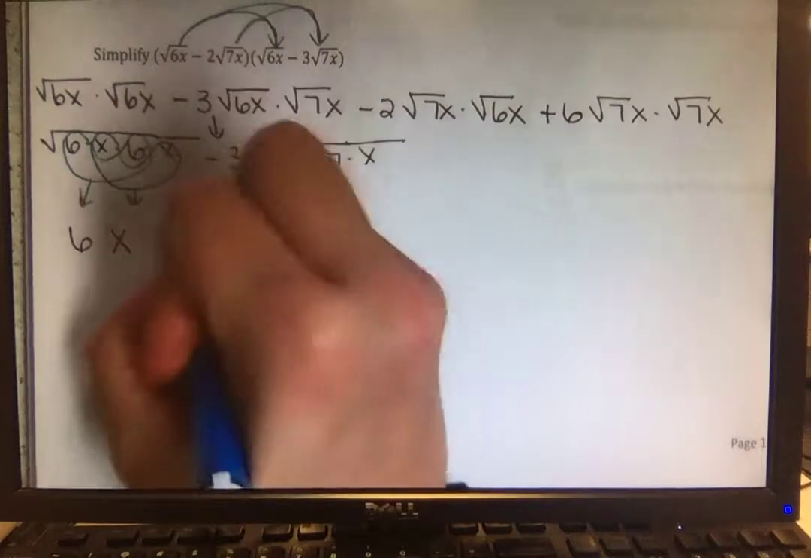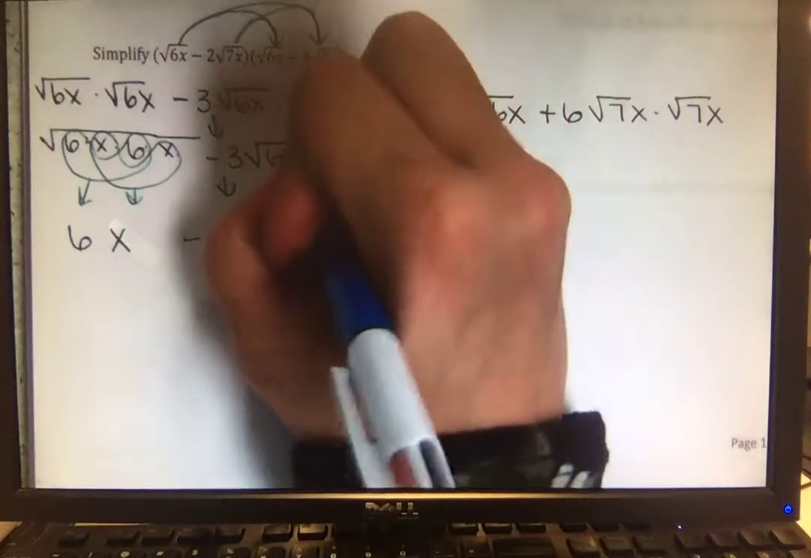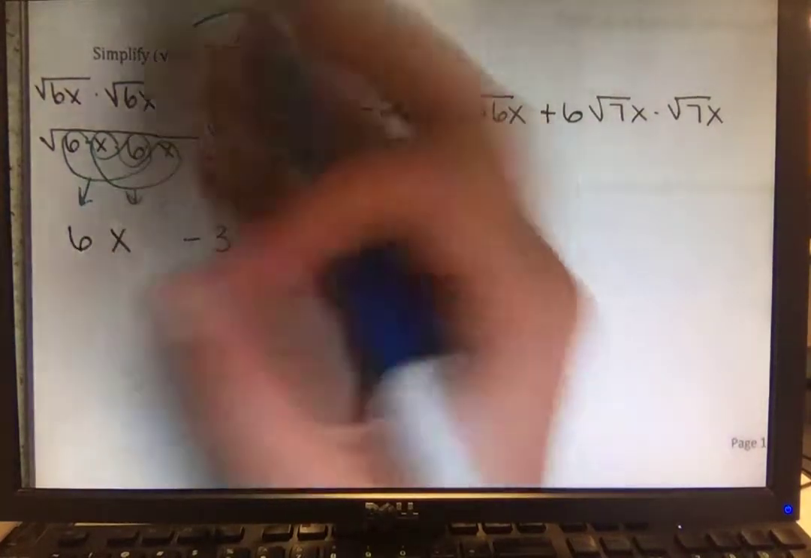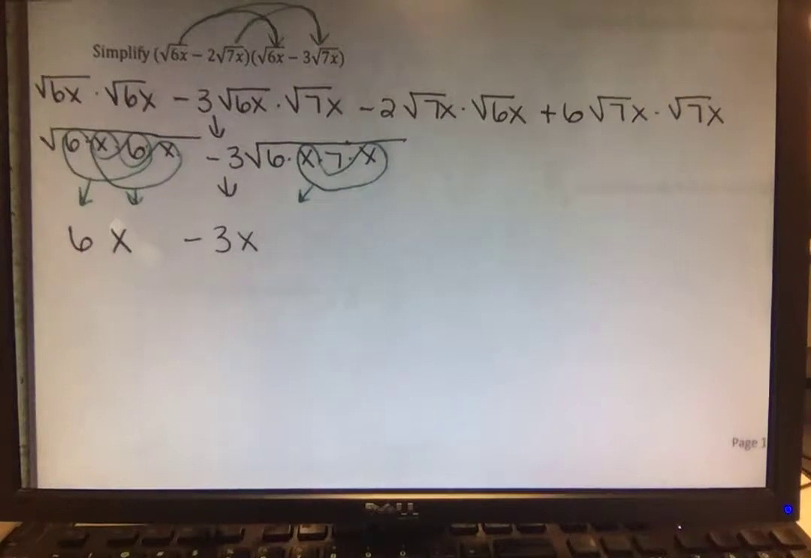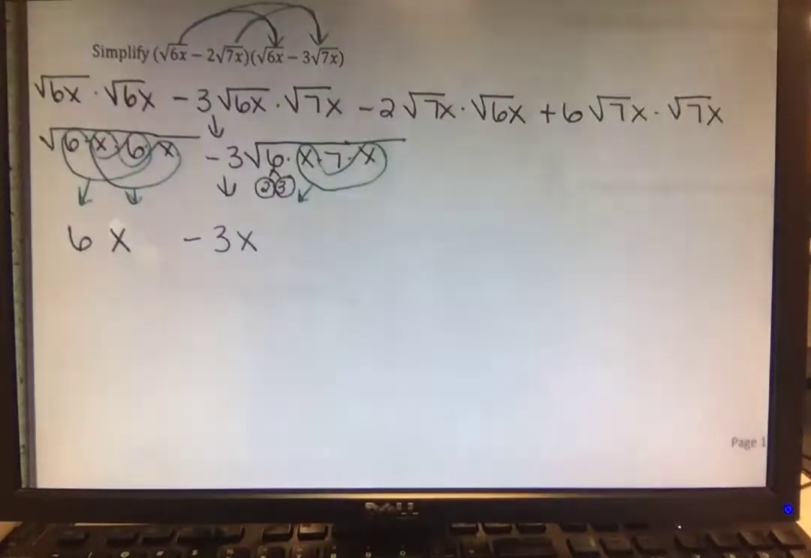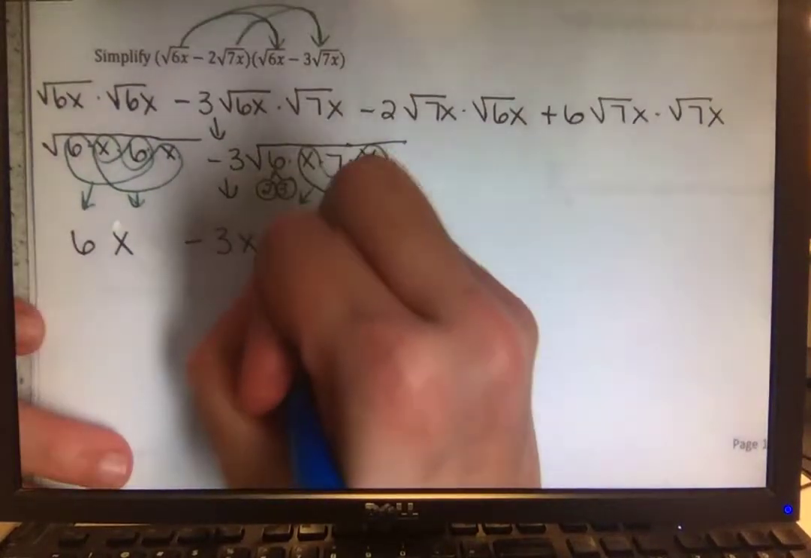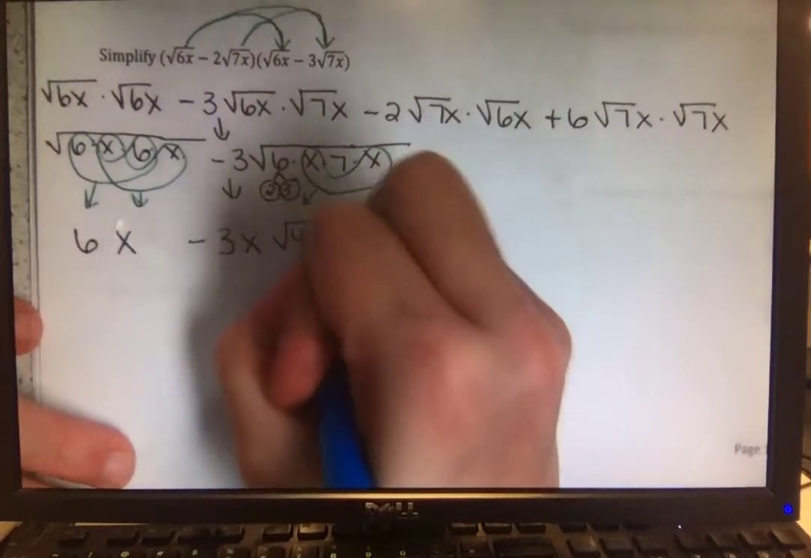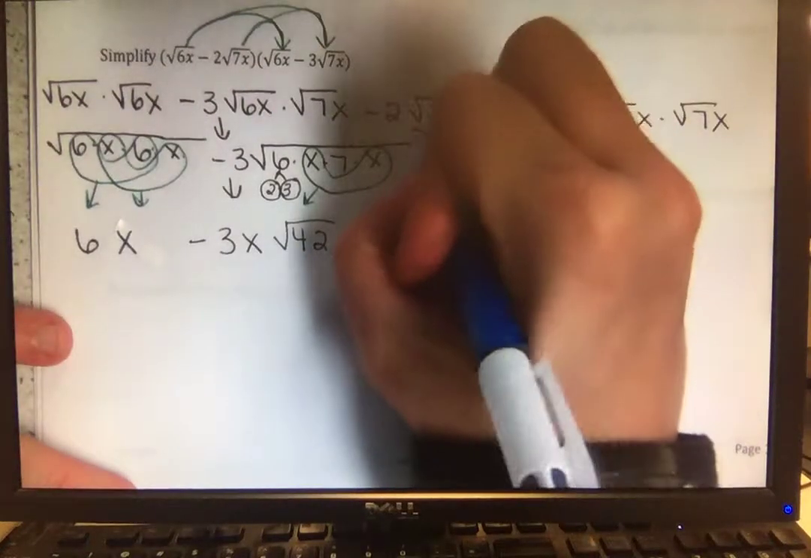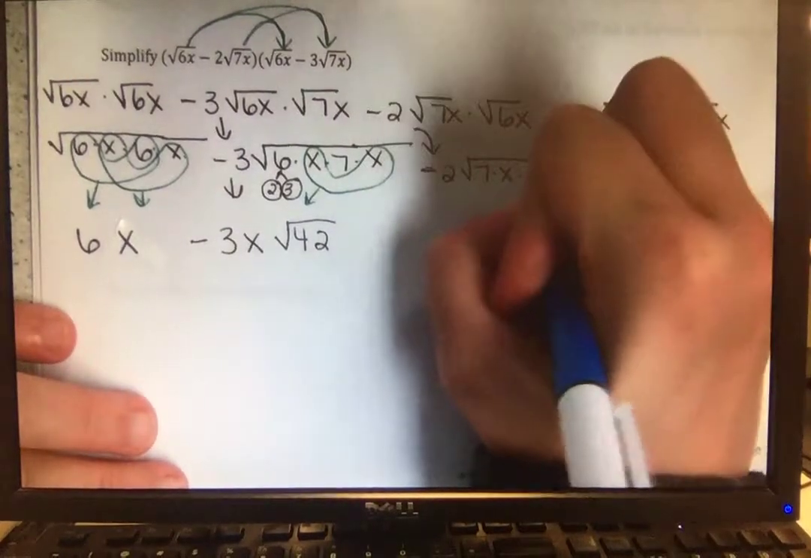So still bringing down this negative 3. We're looking for two of a kind because it's a square root. So these two x's can come out of the radical. Underneath the radical we have 6, which is 2 times 3, times 7, which cannot be broken down. So there's not two of a kind. So underneath the radical, we have 6 times 7, which is 42. Bringing down this next one, so minus 2 square root of 7 times x times 6 times x.